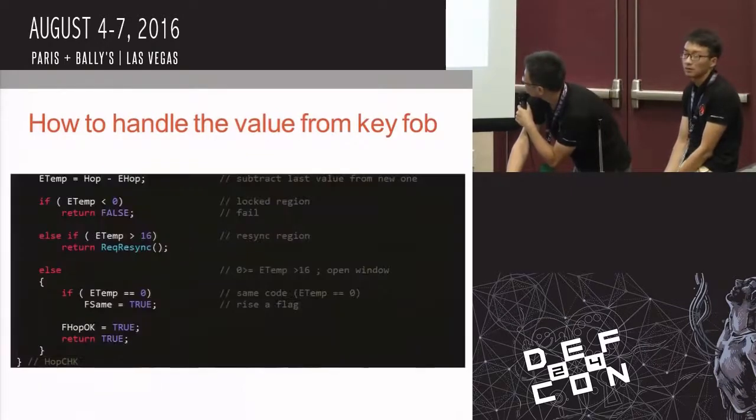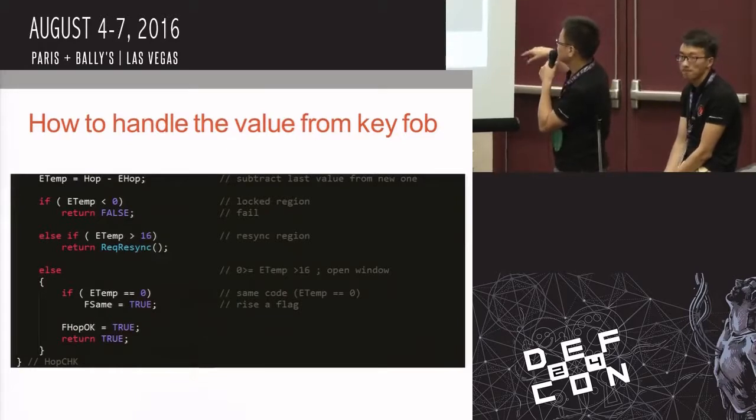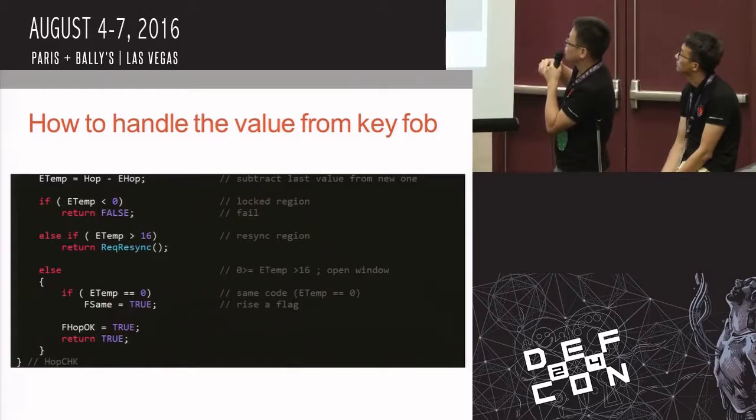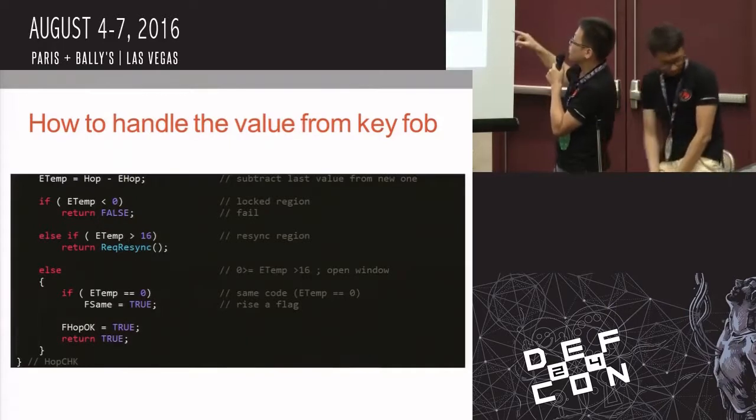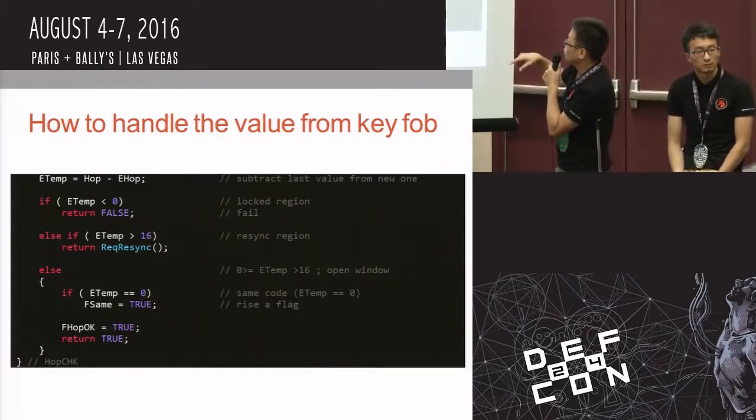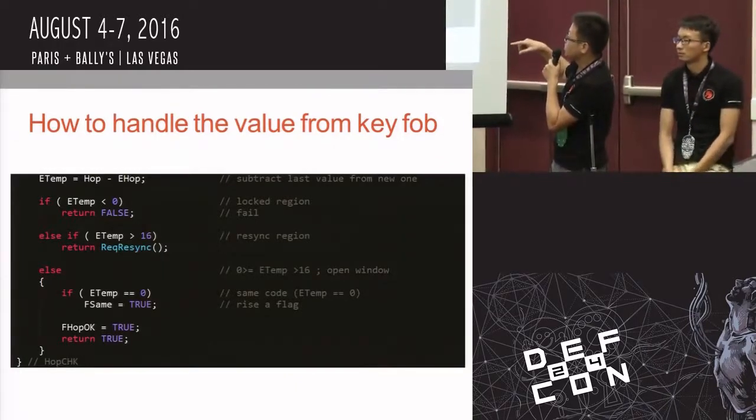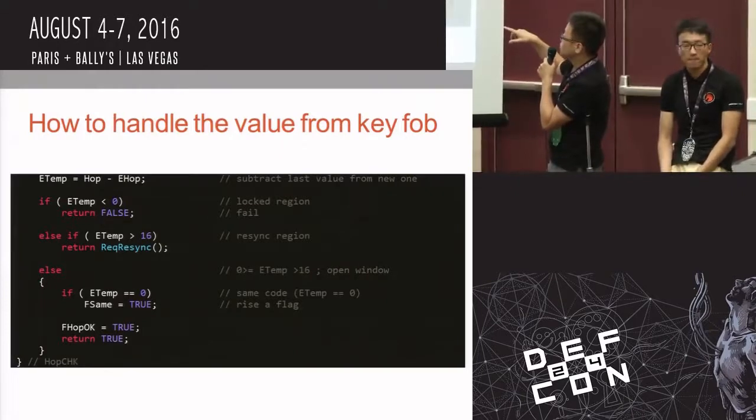Resynchronize. So we read this source code. The HOP is the sync counter value from the key fob, and the EHOP is the sync counter value saved in the car. So HOP minus EHOP, we get the etemp. So etemp is smaller than 0.